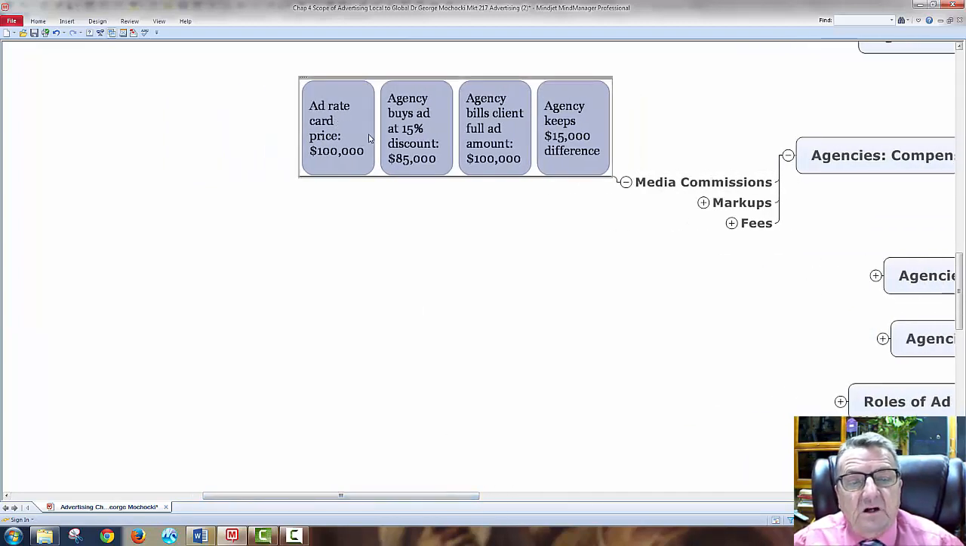The ad rate card price is $100,000. Okay, so that's what it's costing for a card. And the advertising agency buys the ad at a 15% discount. So they only paid $85,000 for this ad at a discount. But they come up with it, create it, and they bill the agency client the full amount for the ad, $100,000. That's where they make their money on that. So what they made on this one is $15,000.